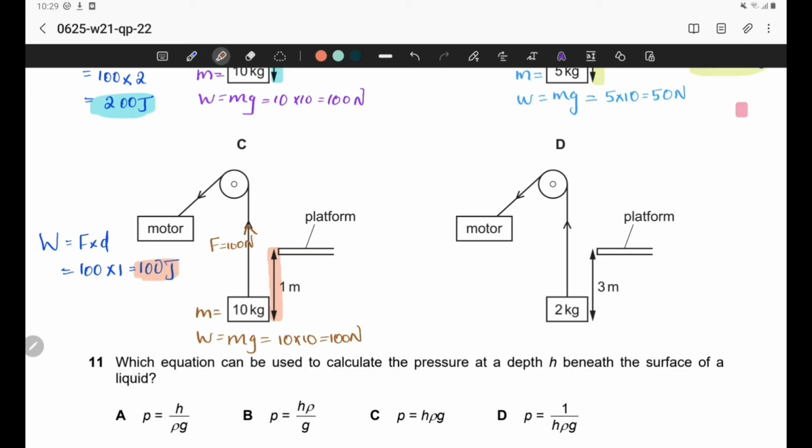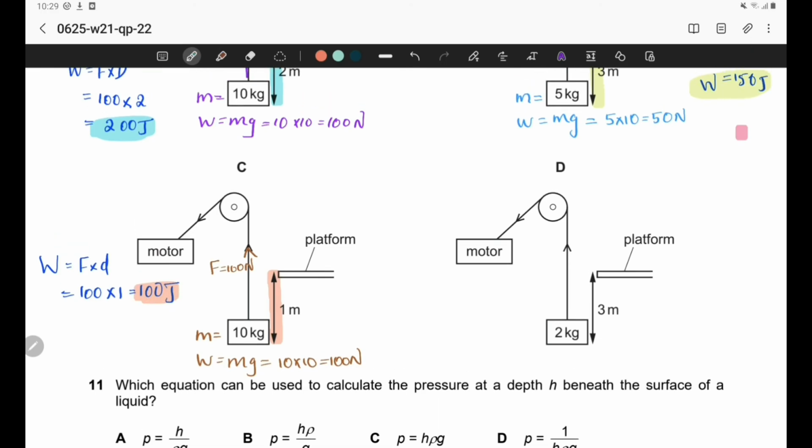Now we can calculate the motor given in the last option. So the mass is 2 kilogram, that means weight is mass times g, that is 2 times 10, so 20 Newton. So the upward force acting must be 20 Newton, and the distance is 3 meter. So we can find out the work done by motor D using the work done equation, force times distance, where force is 20 Newton times distance is 3. So we will get 60 joule.